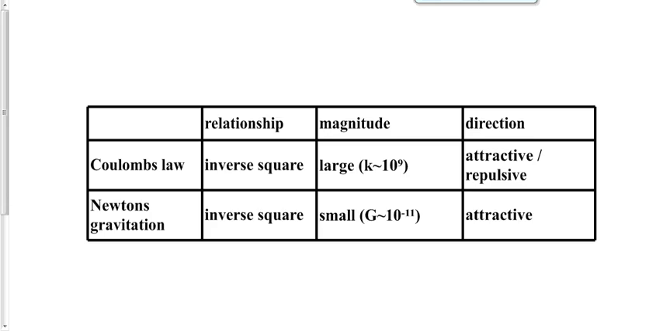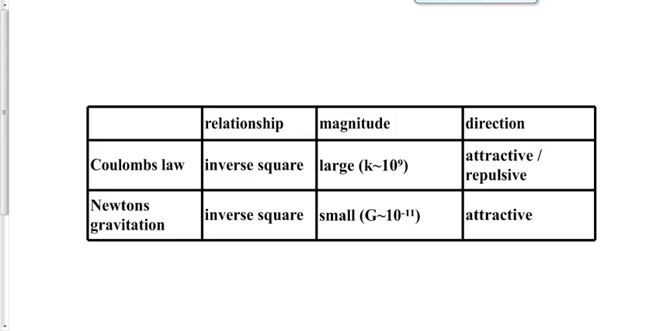This is just a little table that compares the two of them here. Now the relationship, for both of them, it's an inverse square relationship. The magnitude, well, Coulomb's law is big, and Newton's gravity is small. What about the direction? This is kind of different. Newton's is always attractive, right? Because you don't only have one kind of mass.